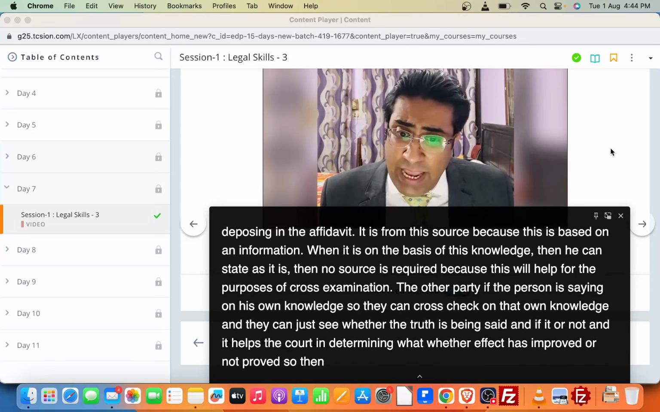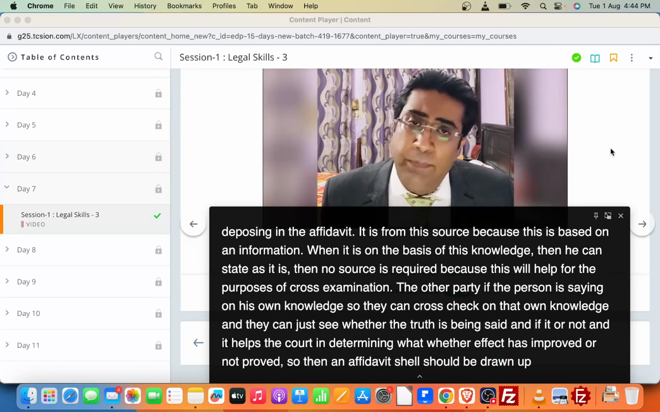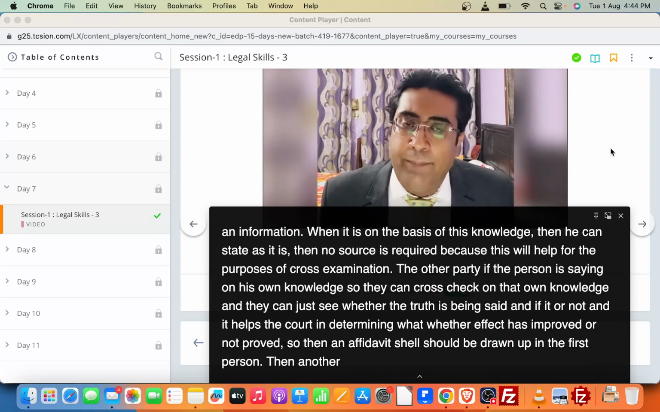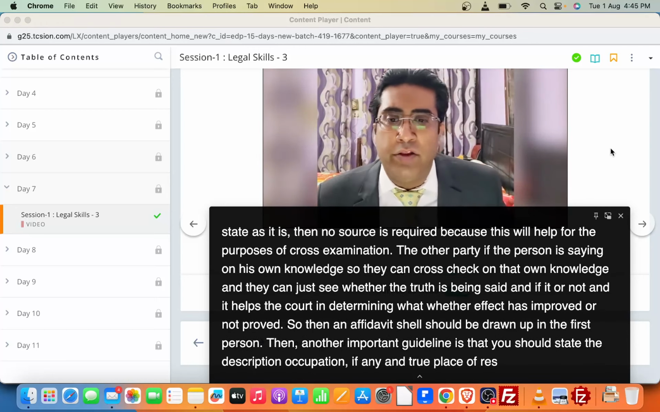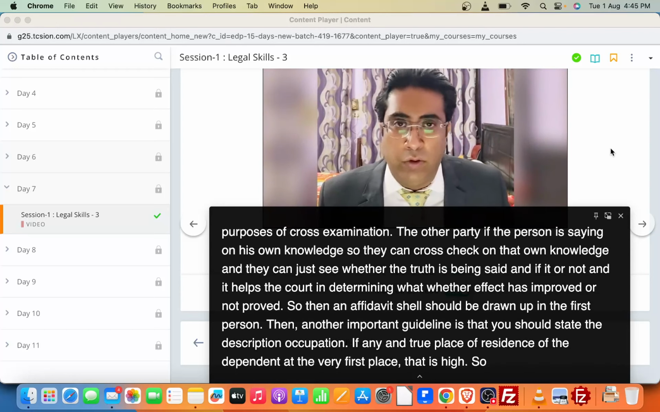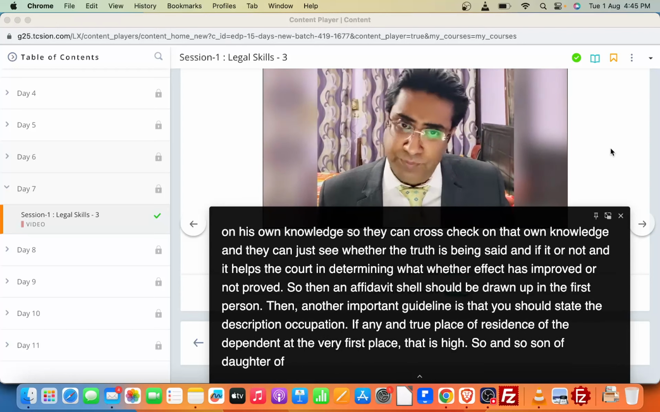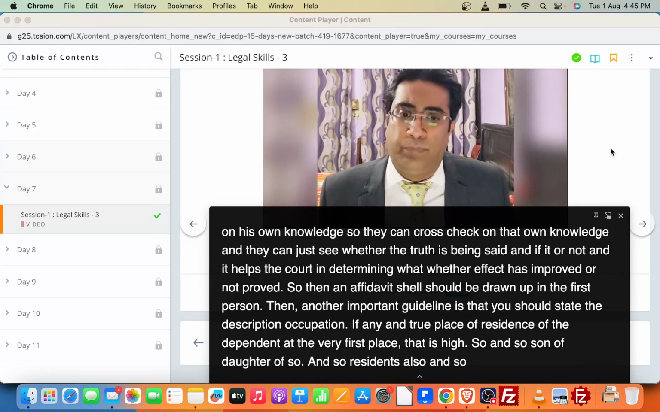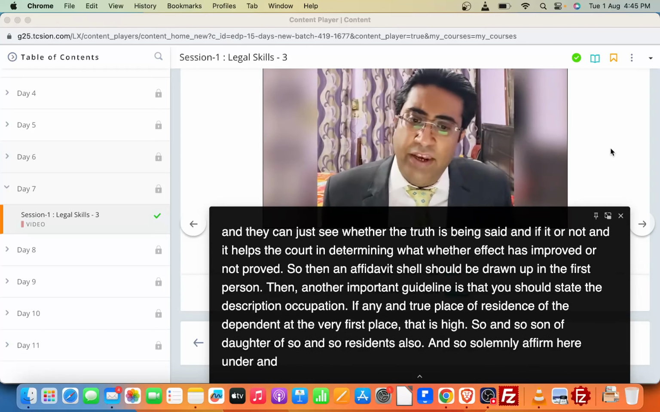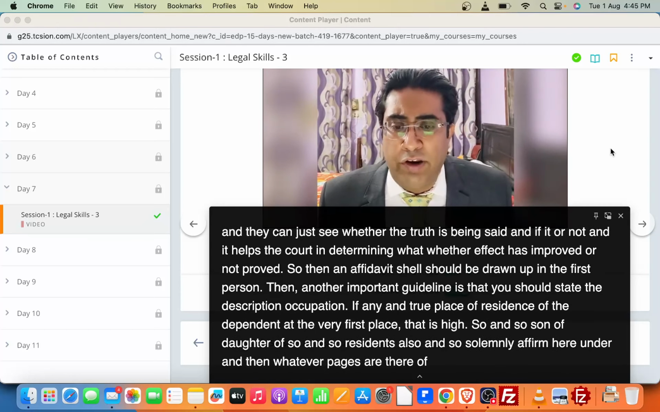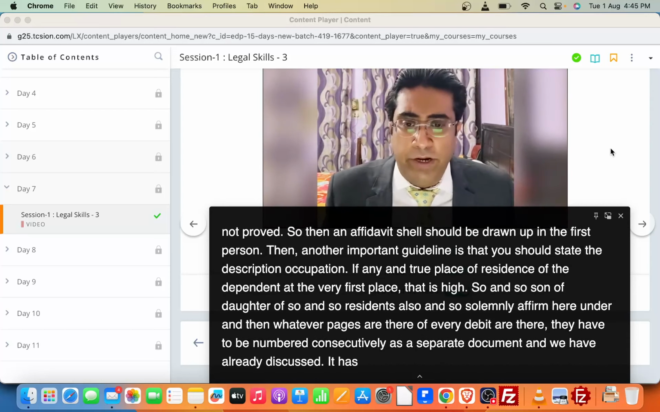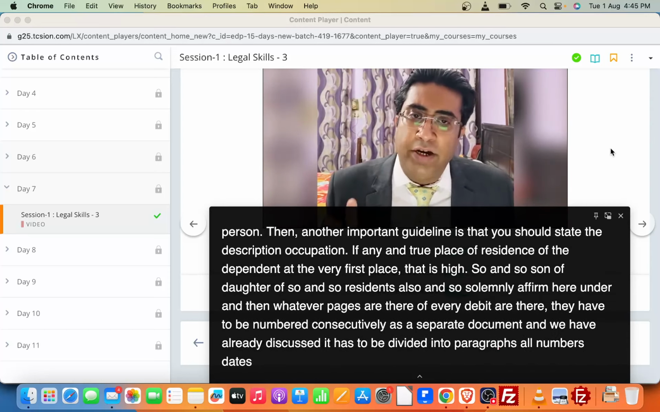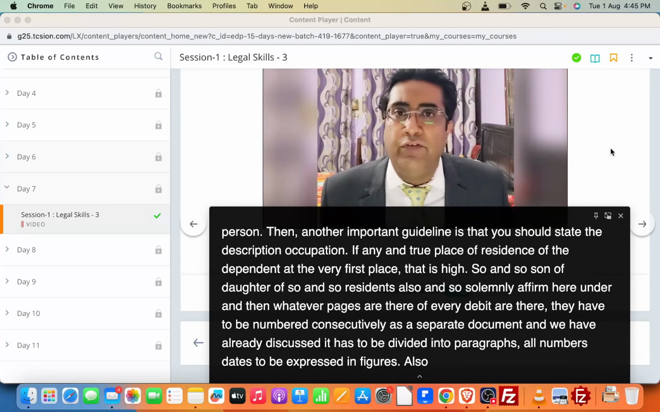So an affidavit should be drawn up in the first person. Another important guideline is that you should state the description, occupation, if any, and true place of residence of the deponent at the very first place. That is, I so-and-so, son of, daughter of so-and-so, resident of so-and-so, solemnly affirm hereunder. And whatever pages there are of the affidavit, they have to be numbered consecutively as a separate document. We have already discussed it has to be divided into paragraphs, and all numbers and dates should be expressed in figures and also in words.